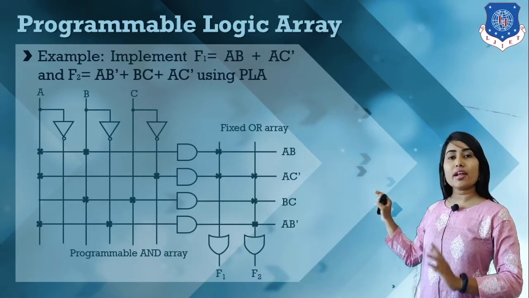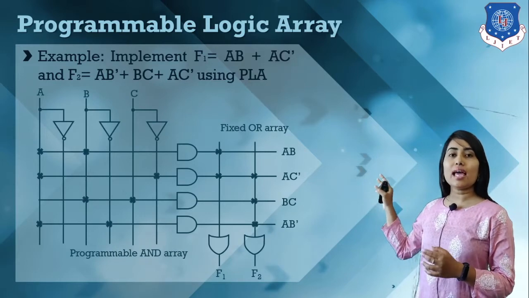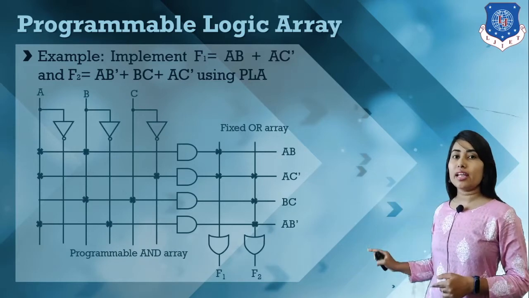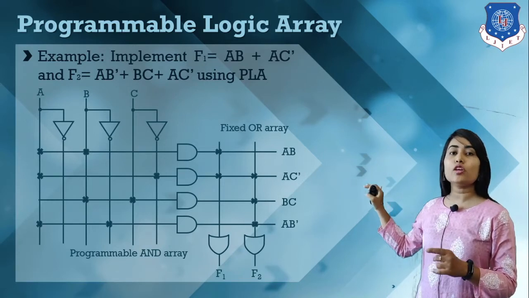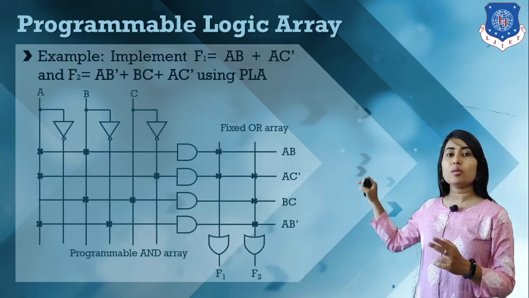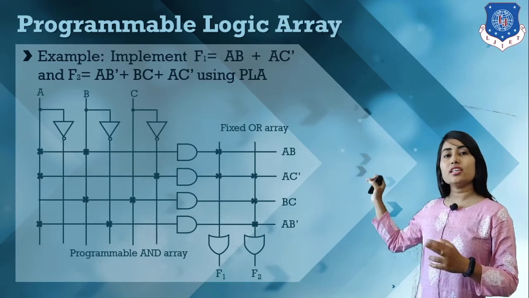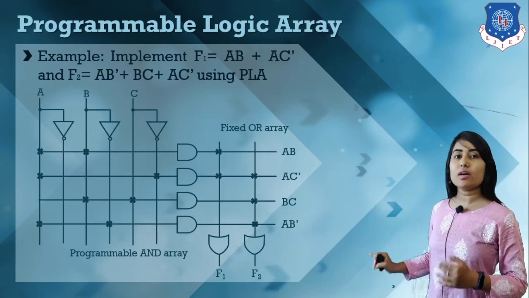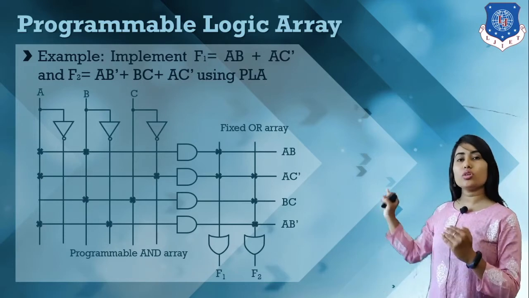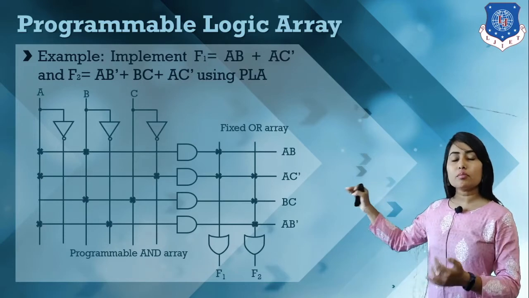For F1, the outputs of these 2 AND gates are connected to this OR gate. Here we apply the first AND gate output and the second AND gate output, so we mark cross signs, and these cross signs are applied to our F1. So basically in F1 we have AB plus AC dash.